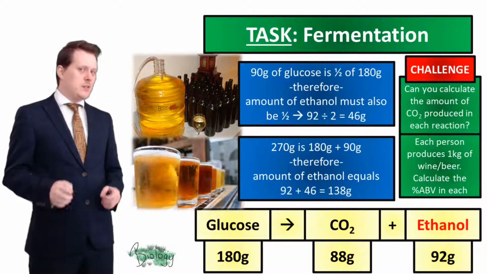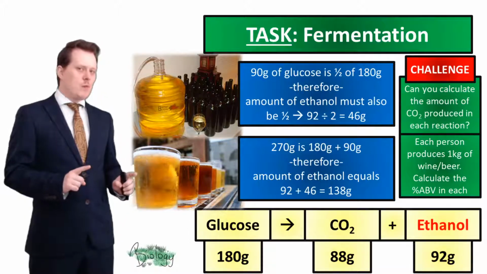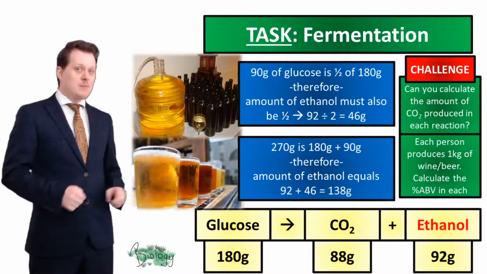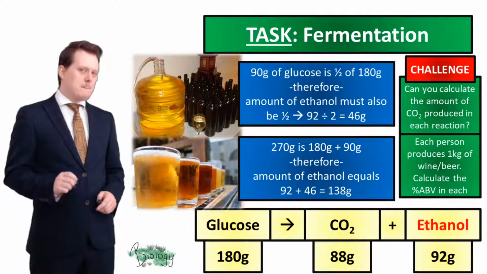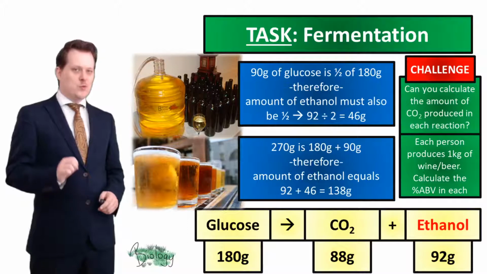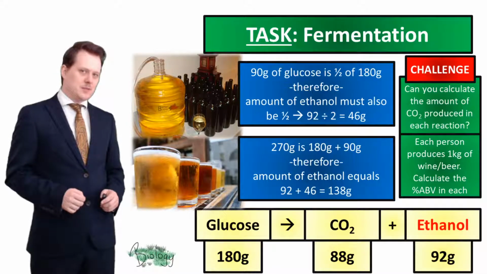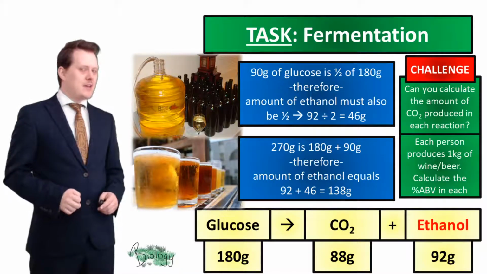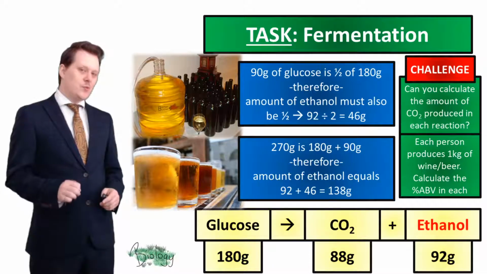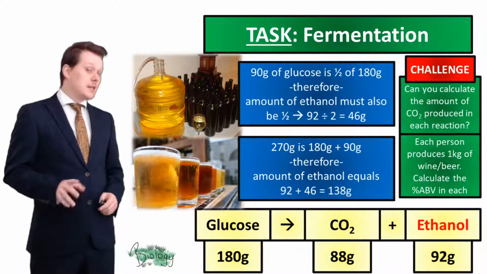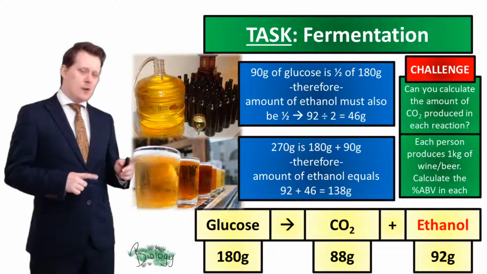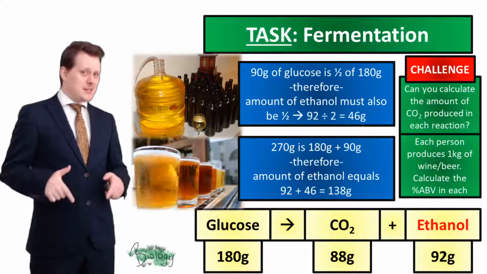Another way you might have done this, you can see that 270 grams is 1.5 times bigger than 180. So you could take this 92 grams of ethanol produced in our original reaction and multiply it by 1.5, which will also give you 138 grams. This will also work when you are calculating the amount of carbon dioxide. If you have 88 grams and you multiply it by 1.5, that will give you 132 grams of carbon dioxide produced. Did you have a go at this super challenge, calculating the alcohol by volume for both our beer and our wine? If you did, I would like to hear your answers down in the comments below.